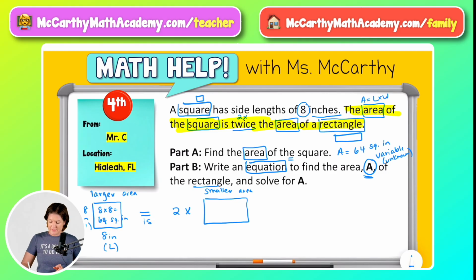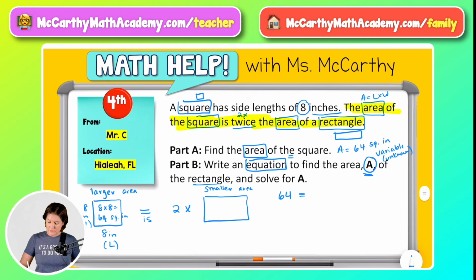So we have that 64 square inches, which is the area of the square, is equal to 2 times A, which is the area of the rectangle. That would be the equation. I'm just gonna box this because that's part of my answer.